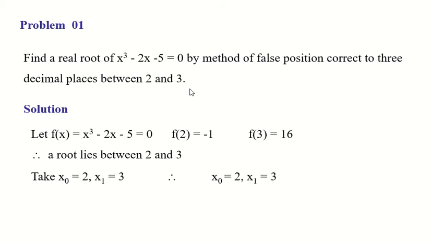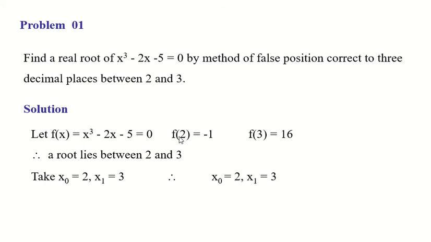So you are taking x0 is 2 and x1 is 3. Since it is given in the question itself, you need not find what x0 and x1 are. Directly from the question you can take x0 is 2, x1 is 3. So f(x) is given to you. Find what f(x0) and f(x1) are.